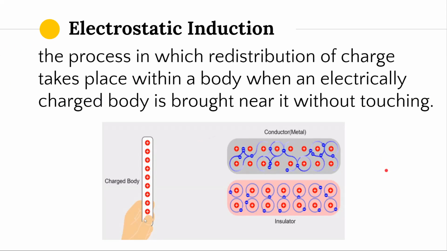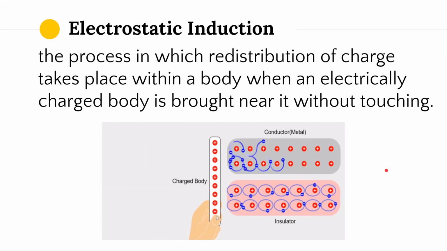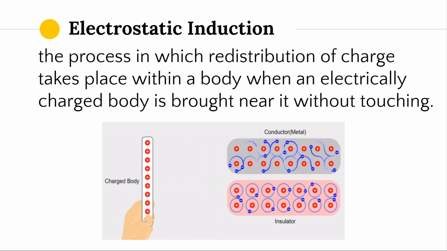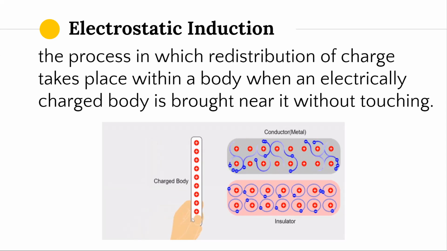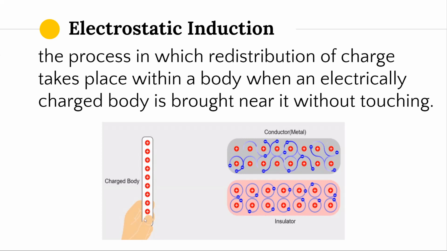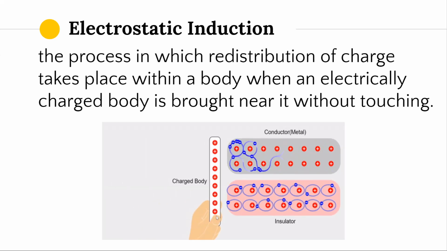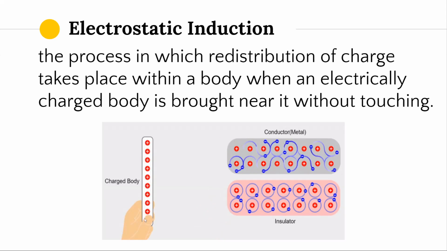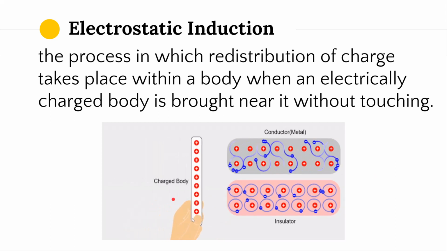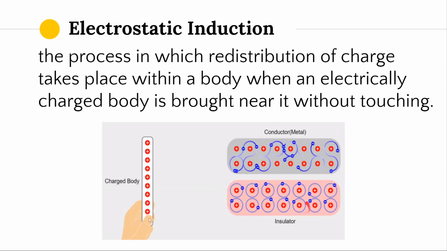Okay, so that was the first two ways of charging: friction and conduction. This is the third. This is called electrostatic induction. This is the process in which redistribution of charge takes place within a body when an electrically charged body is brought near it without touching. And this was one of the simulations you guys did the other day. So you can see this charged body brought near the insulator.